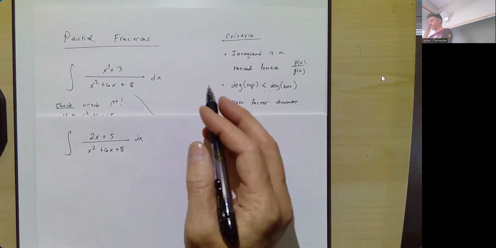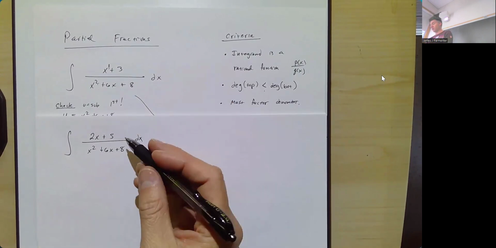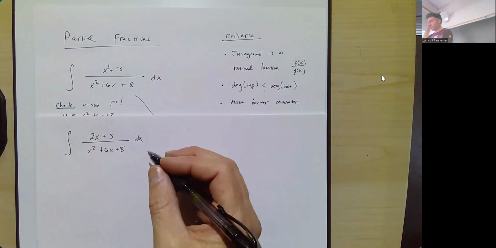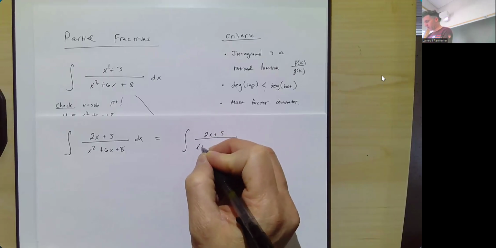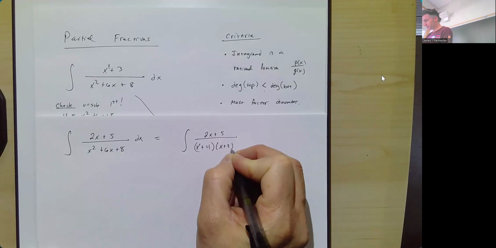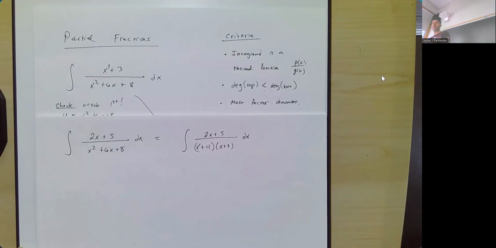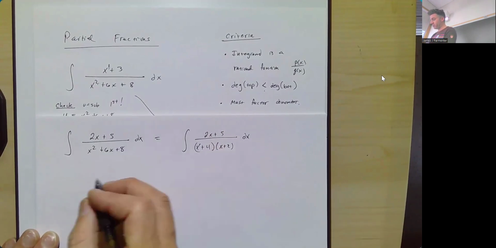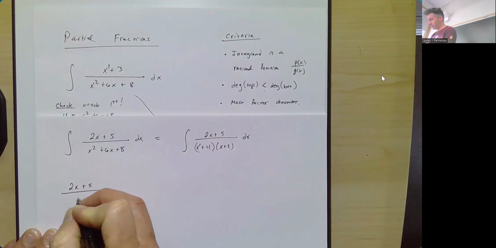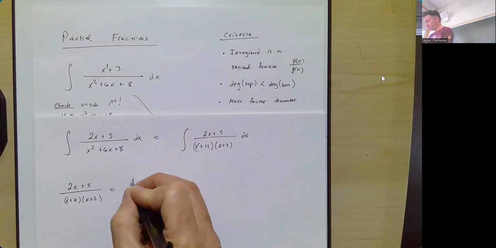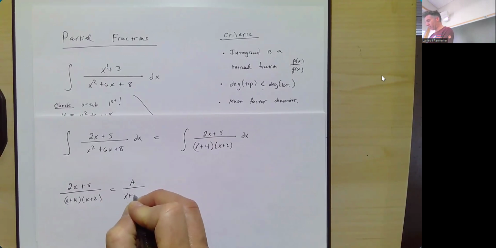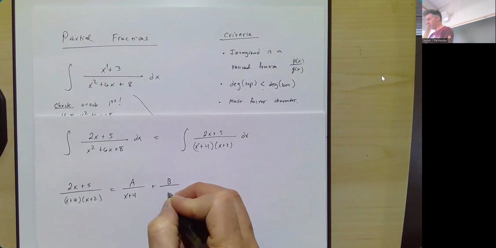So for partial fractions, after we've identified that all the criteria are met, you're going to take your expression and you're going to factor the bottom. So we're going to write this as 2x plus 5 over x plus 4 times x plus 2. And then completely outside of the integral, we're going to do some algebra. We're going to rewrite this expression, 2x plus 5 divided by x plus 4 times x plus 2, as the sum of some fractions: some unknown constant divided by x plus 4 plus some unknown constant divided by x plus 2.